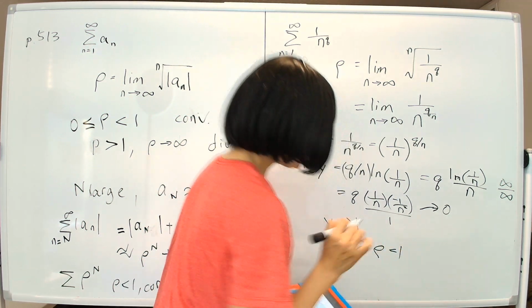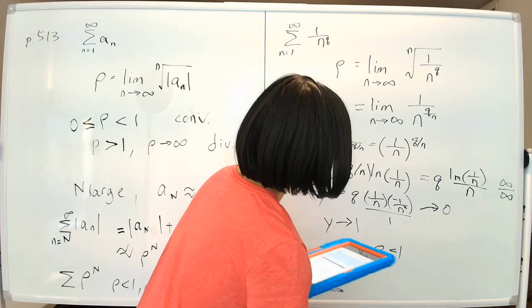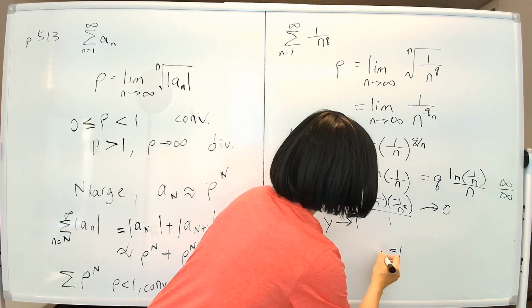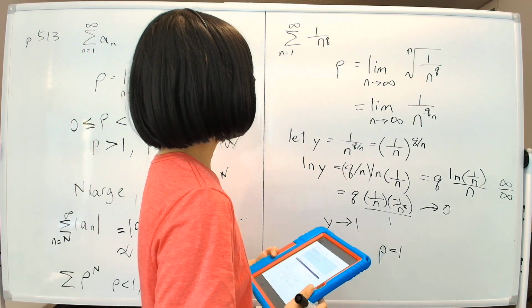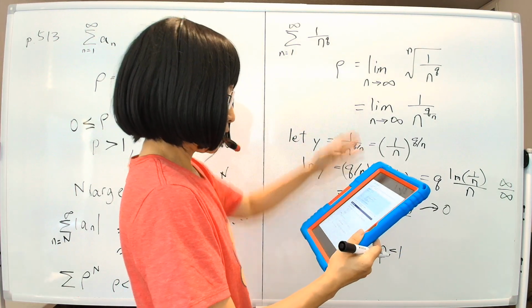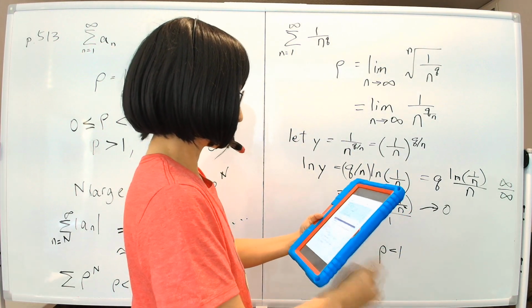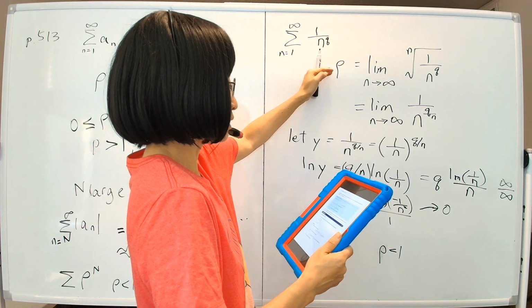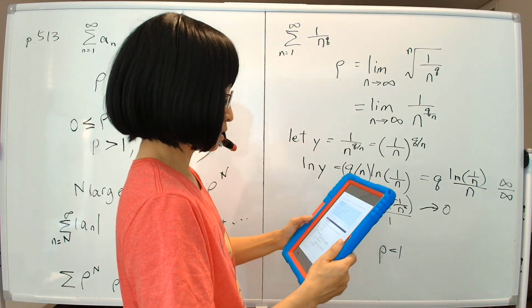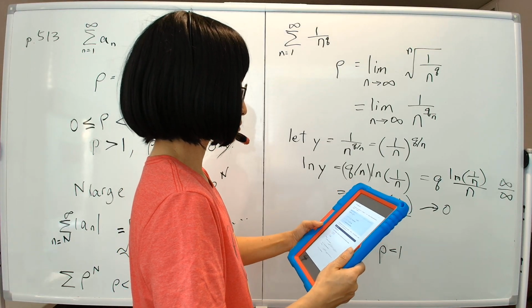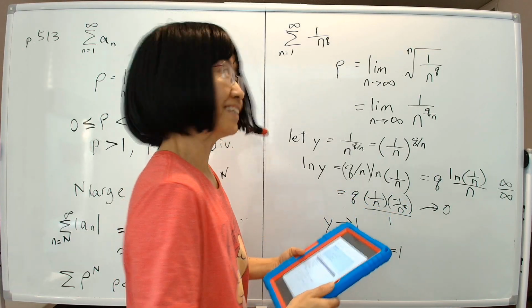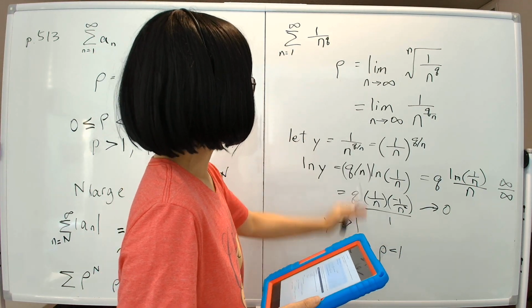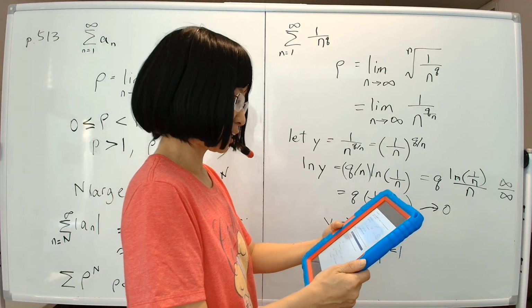Equals to 1. That's rho. That doesn't look like it, does it? Let's write it better. So rho equals 1. And if it equals 1, as you can see, then the p-series converges if p is bigger than 1 and diverges if p is smaller than 1 or equal to 1, right? So then rho equal to 1 gives no information, as we claimed earlier.